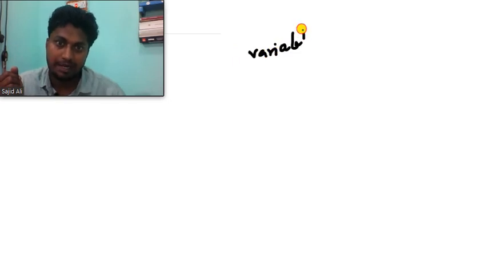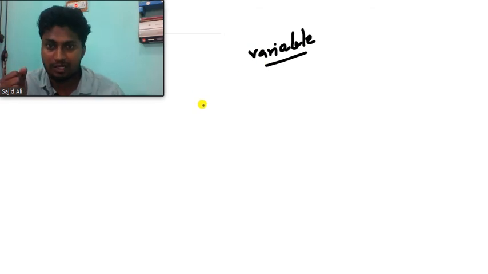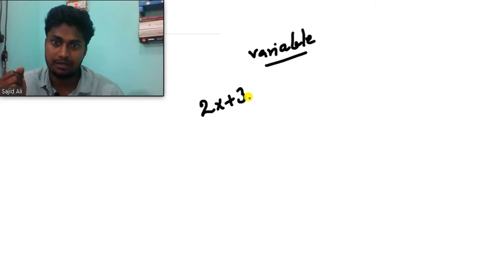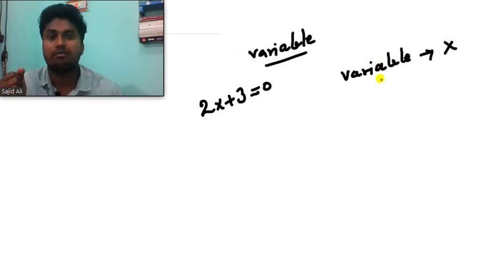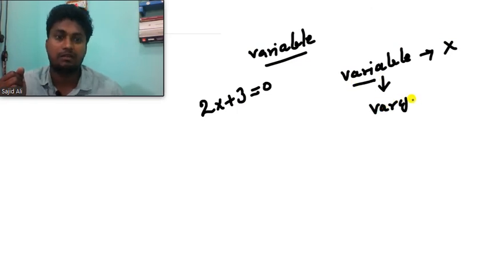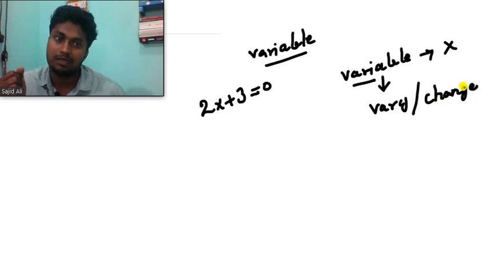I am repeating this, variable 1, 2 and 3. So what is this variable? See, if I write one equation like 2x plus 3 is equal to 0. Okay, a variable is one which cannot be changed. Am I correct? No, I am wrong here. Variable, the name itself indicates which can vary. Vary का मतलब क्या होता है? It can change, जो बदल सकता है, right?